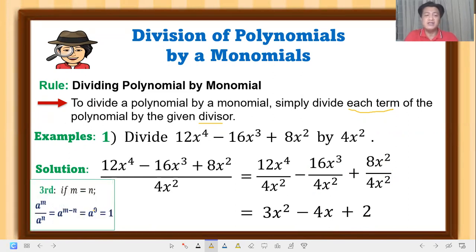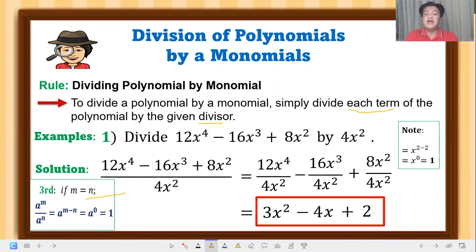Okay, this is the rule we applied. We should remember that rule, right? When the base and the exponent are the same, its value is always 1. So this is our illustration or solution. X raised to 2 minus 2 will become x raised to 0, and that is always 1. And 1 times 2 is 2. So the 1 is gone, it is already multiplied. Meaning to say, the quotient is 3x squared minus 4x plus 2.